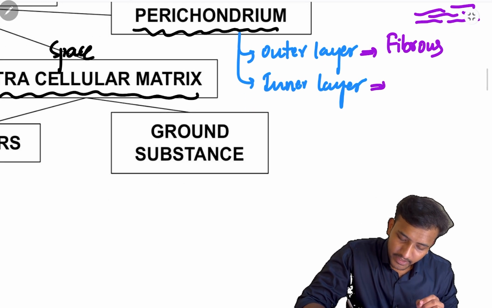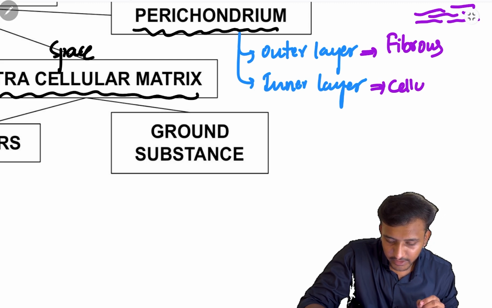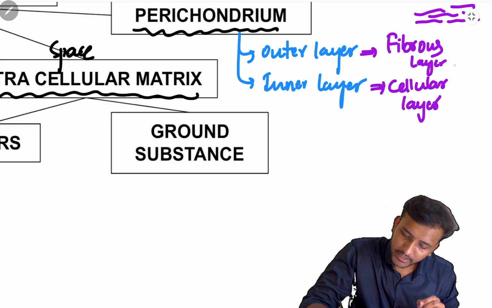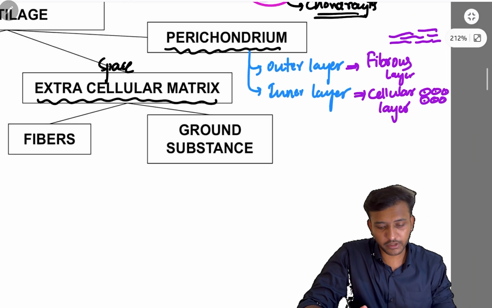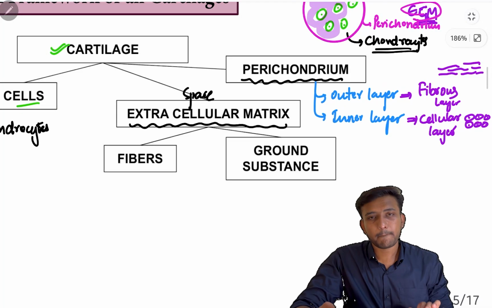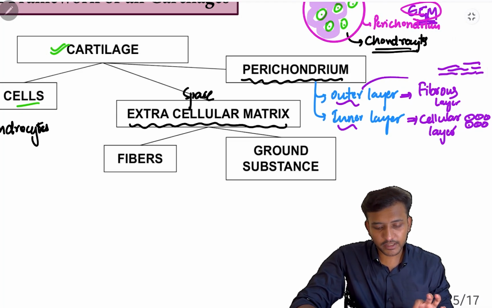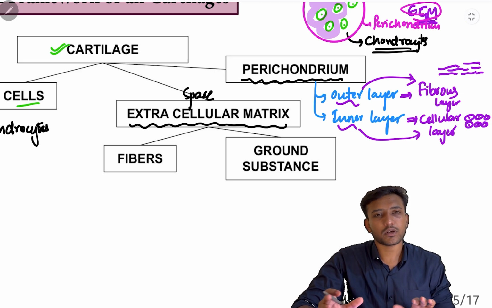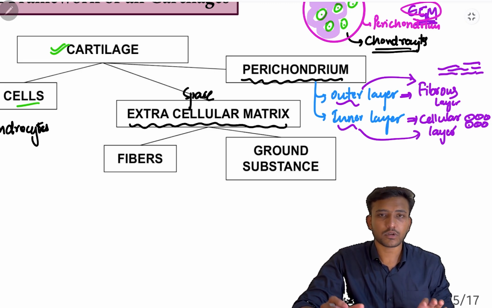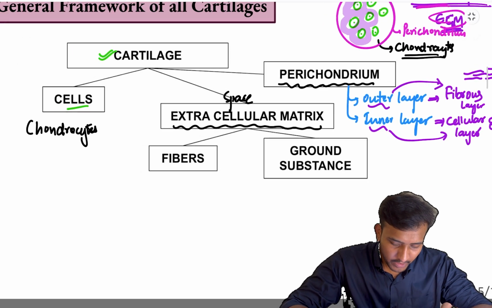Now, the inner layer is actually filled with the cells. That is why we call the inner layer a cellular layer. Outer fibrous layer, inner cellular layer. All these two layers are part of what? Your perichondrium only. That's what I said. Perichondrium is divided into outer layer and inner layer. We can call it the outer fibrous layer and inner cellular layer. Please remember all these things. When we draw our diagrams, it will be very easy for us to draw all those hyaline cartilage diagrams in a very easy manner, right?